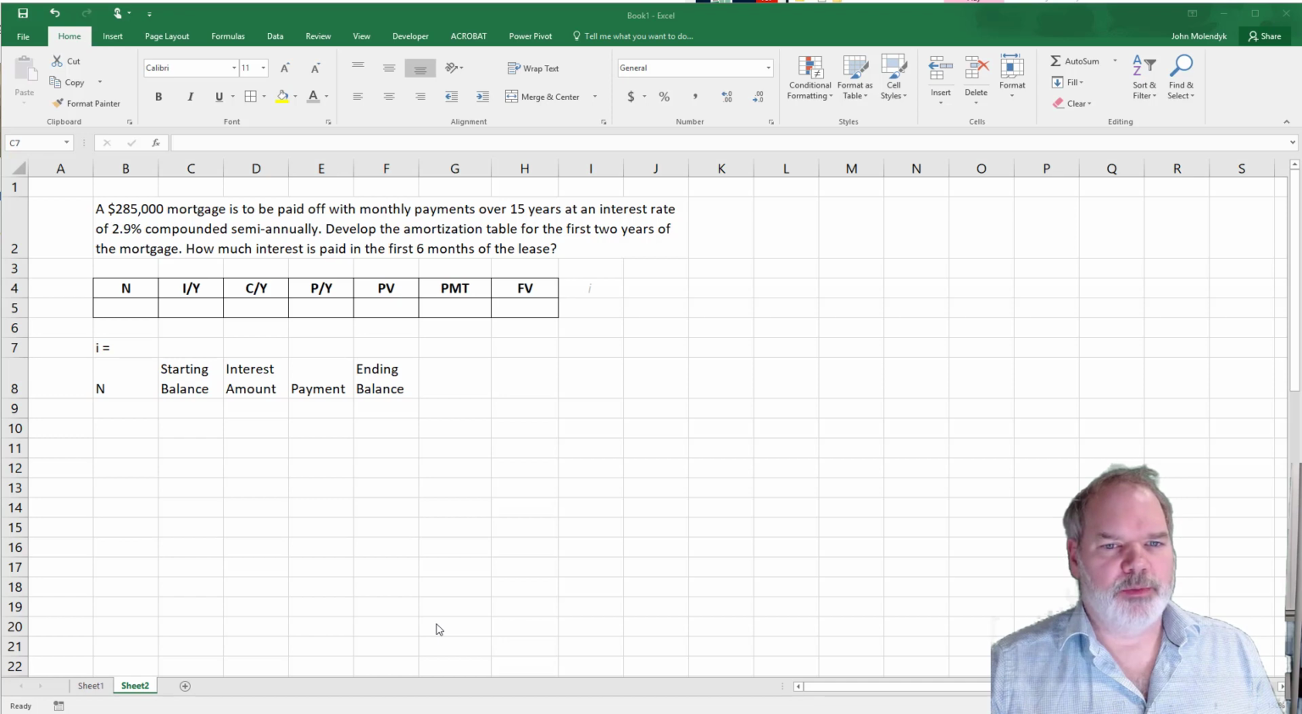And we're only going to develop the amortization table for the first 2 years of the mortgage. So we're only going to take a look at 2 years. This might be a 2-year term that you get, even though your mortgage is 15 years.